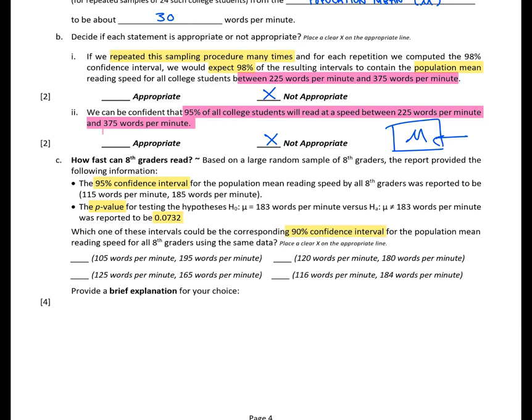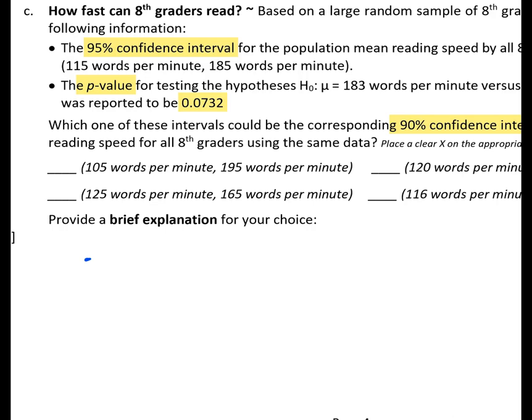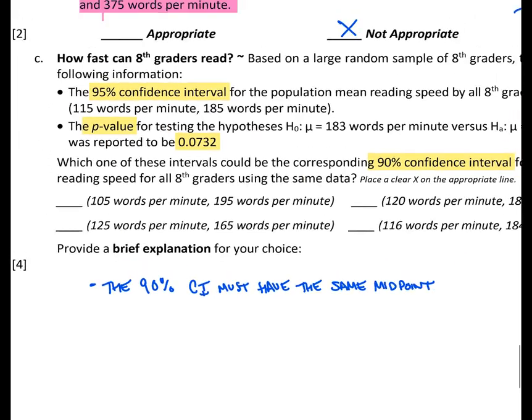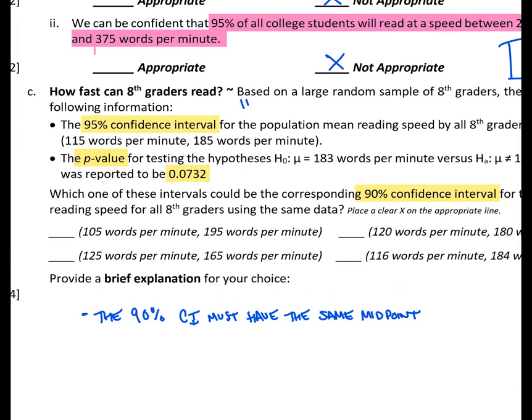So when we work through this problem, we know a few things have to be true. First, since all we're doing is changing the confidence level of our interval, it has to be centered around the same value. So our 90% interval must have the same midpoint. So we come up to our original interval to calculate the midpoint, 115 plus 185 divided by 2 gives us a midpoint of 150. So now we have to see which of our intervals has that same midpoint.